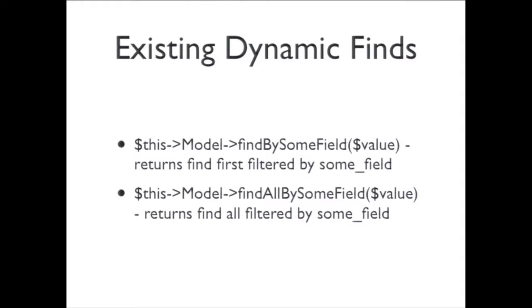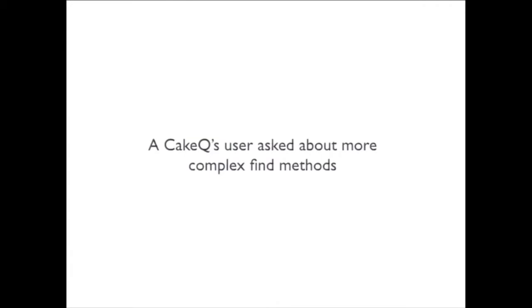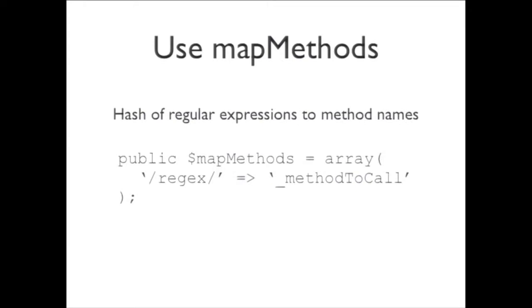Now here's my talk. More dynamic finds. So we already know of the existing convenience methods in the DB or ORM model. Find by some field, which would return the find first, conditioned by that field, or find all, which would return find all conditioned by that field. And I responded to a Stack Overflow question where somebody was wanting more of these convenience methods, or asked if there was a way to create them. My answer to him was to use map methods on behaviors, where you can have a regular expression and any call on the model that matches that regular expression, that doesn't already have a method created, will make a call to the method to call.